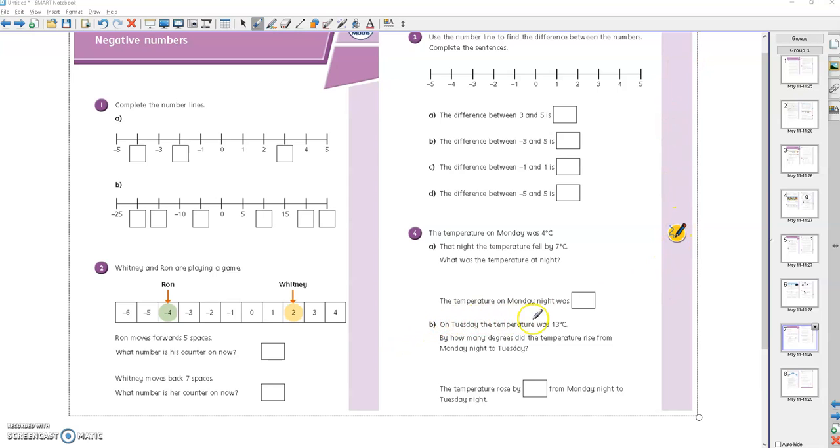So B, on Tuesday the temperature was 13 degrees Celsius. By how many degrees did the temperature rise from Monday night to Tuesday? So Monday night was the answer to here. And how far is that? What's the difference between that number and that number?